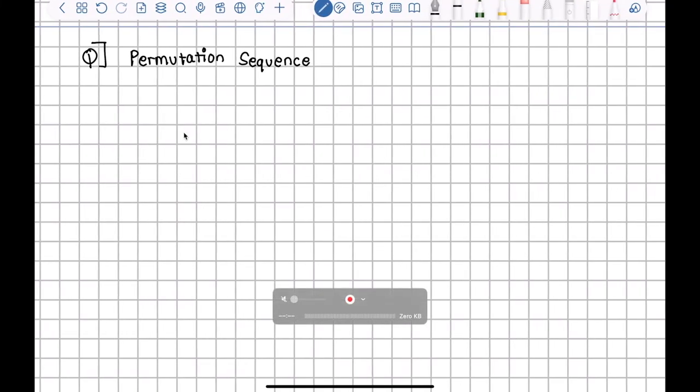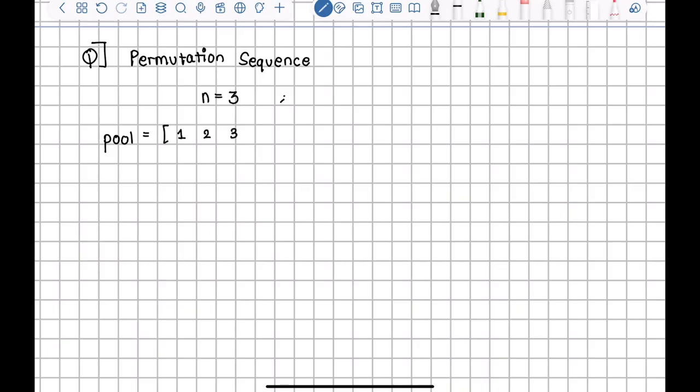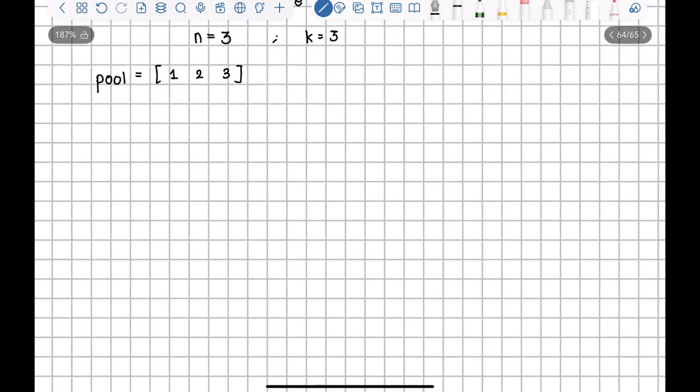So let us just write it down. For n equal to 3, what does n equal to 3 mean? That in our pool of numbers, we have 1, 2 and 3. This is basic math: to fill 3 spaces with 3 numbers, we have a total of n factorial ways. That means the total unique combinations is nothing but n factorial, which is 6.